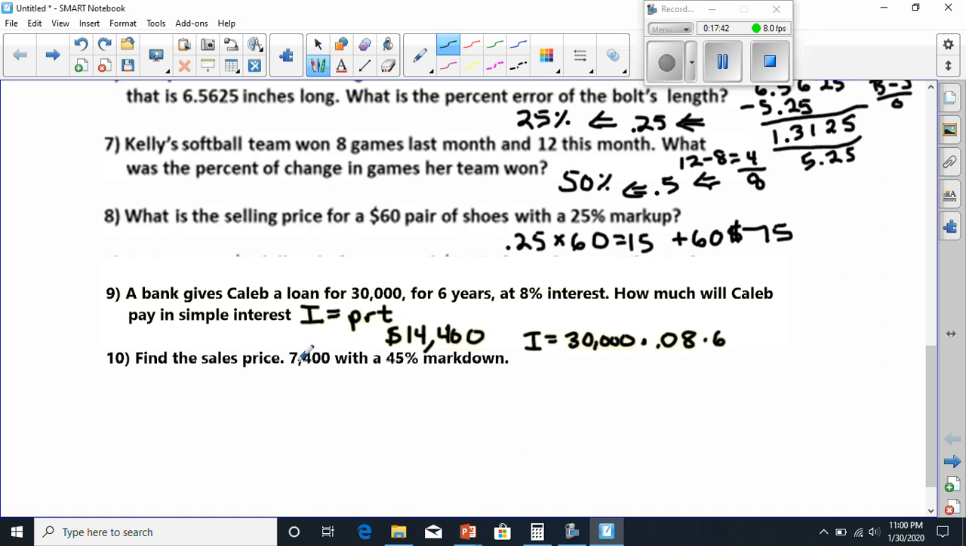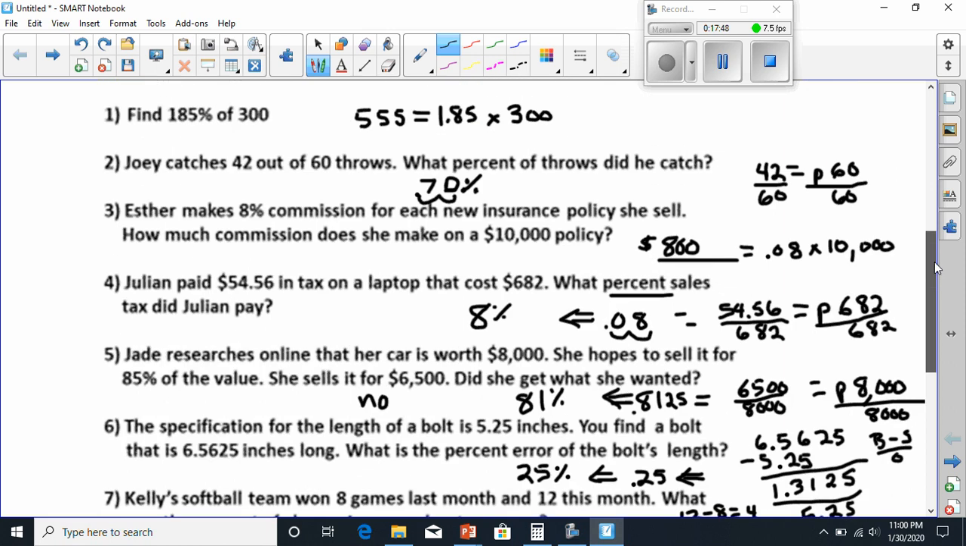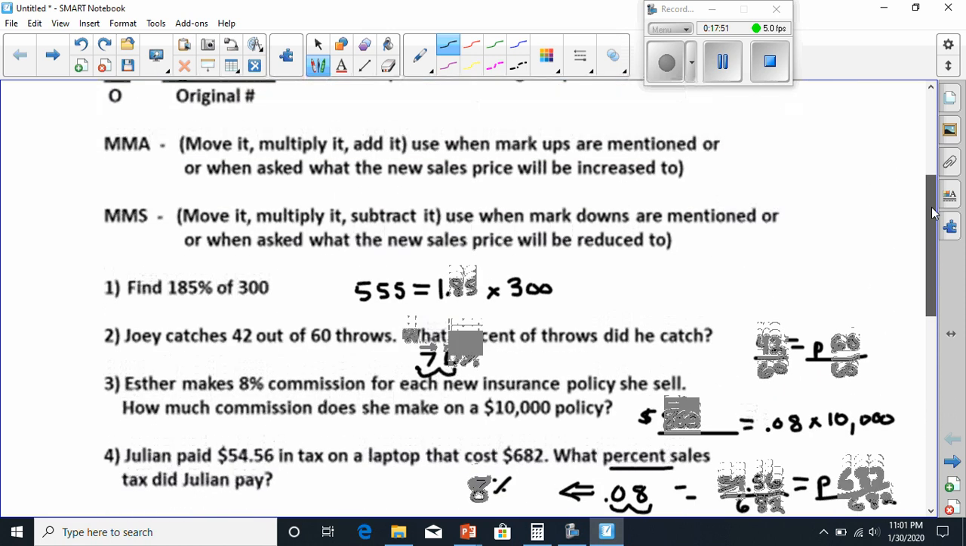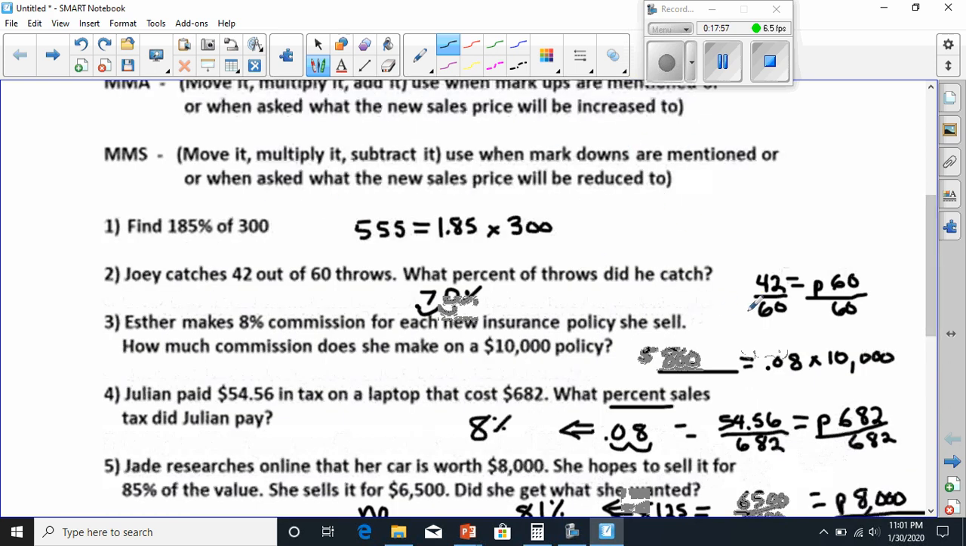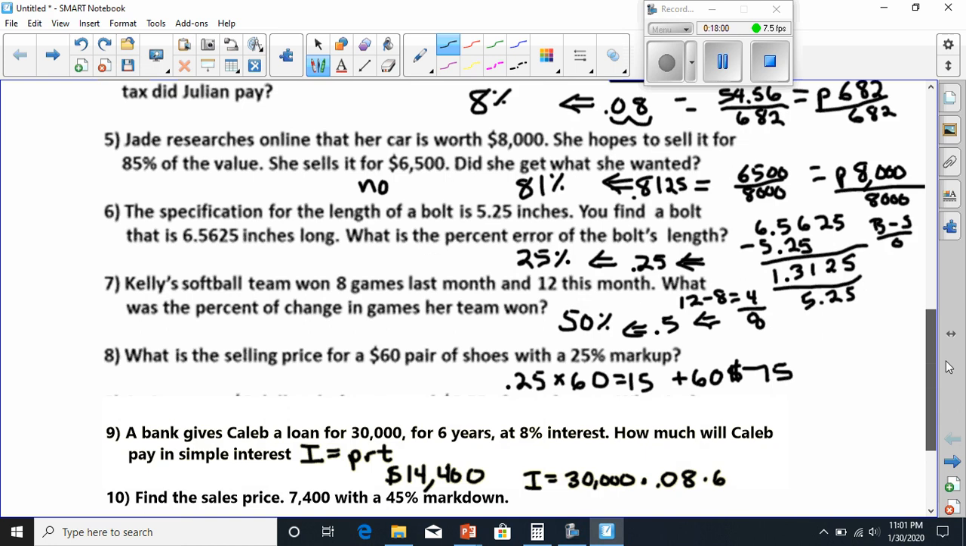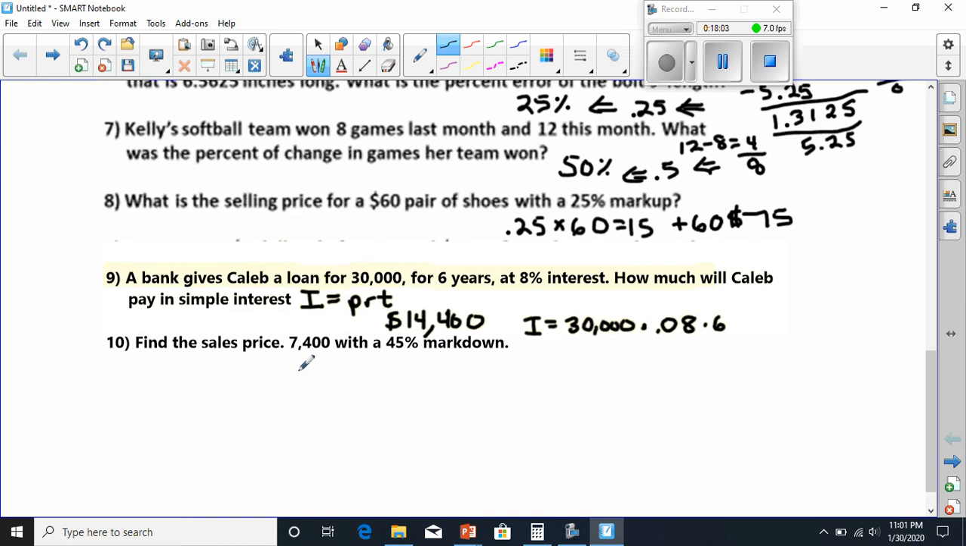Find the sales price for $7,400 with a 45% markdown. This time we know we're going to use our markdown formula. And that's going to be MMS, move it, multiply it, and subtract it. We use this when markdowns are mentioned or when asked what the new sales price will be reduced to. So since this is markdown, we're going to take the 7,400. We're moving that decimal over 2 places. So that's 0.45. And we're multiplying it to 7,400. And that's going to tell us how much the price is marked down.